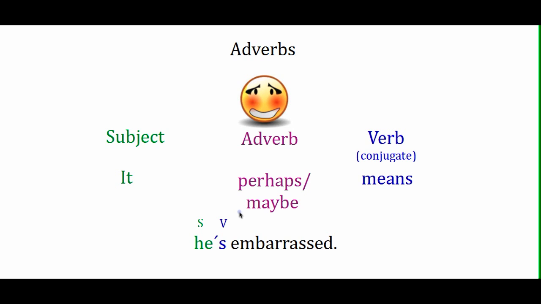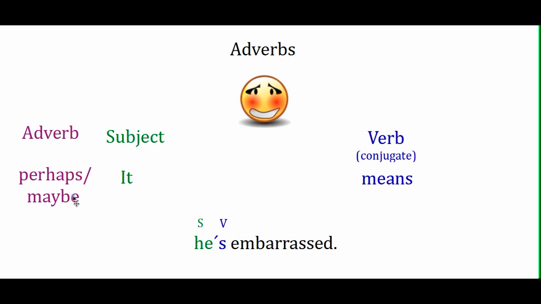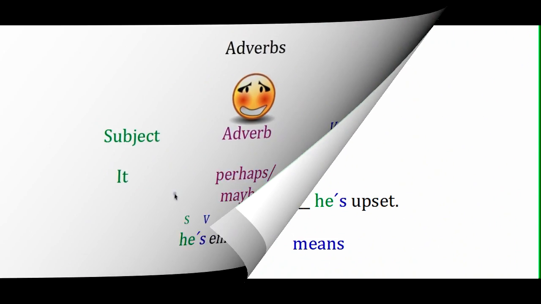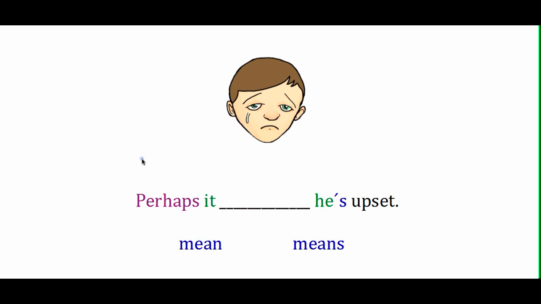And just another example with adverbs, we have it perhaps or maybe means he's embarrassed. So usually we do have the adverb just before the verb because the adverb is describing the verb. But with these examples, like perhaps, this can also go at the front of the sentence. We could also say perhaps it means he's embarrassed. That's fine. Perhaps it means he's embarrassed, or it perhaps means he's embarrassed. Both are correct. So let's do some practice.